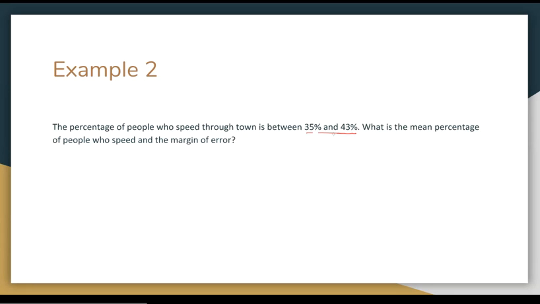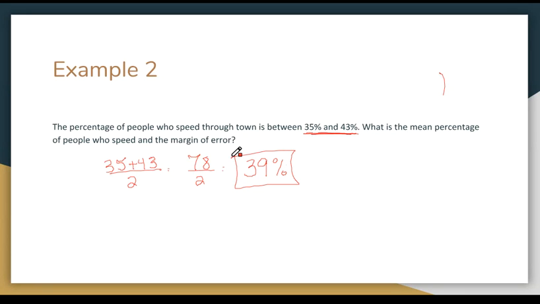So if this is our range, what number would be right in the middle? Just like we did with that question, let's add them together and divide by 2. So that's 78 divided by 2. So right in the middle is 39%. Okay, so 39% is the mean percentage.